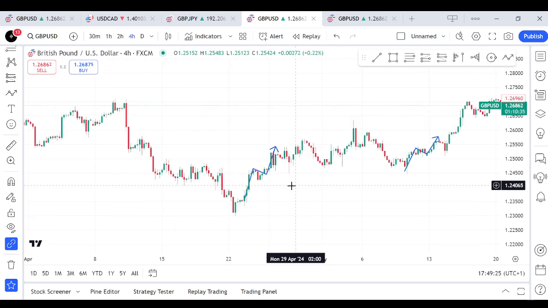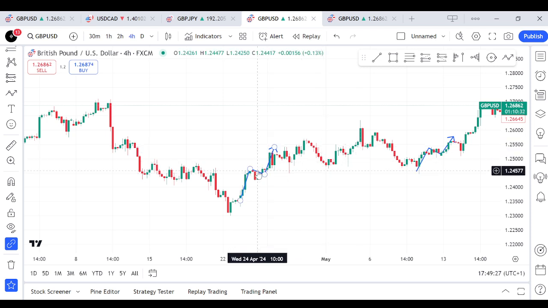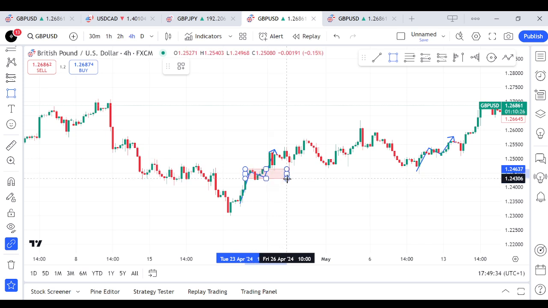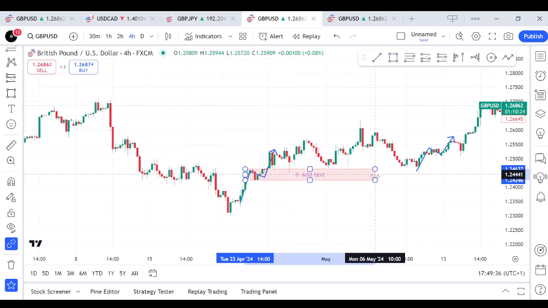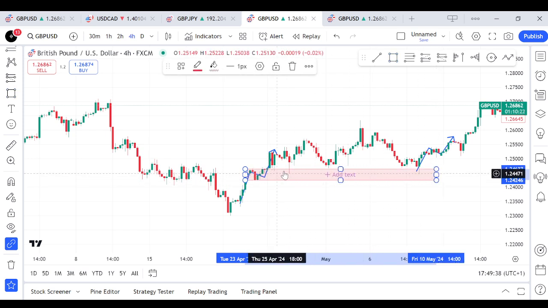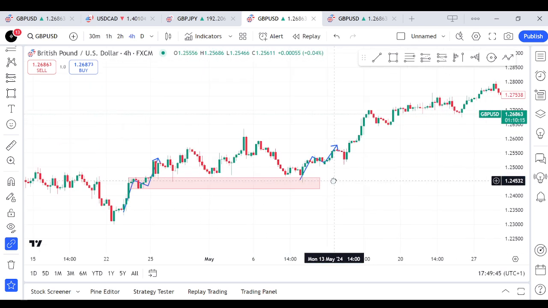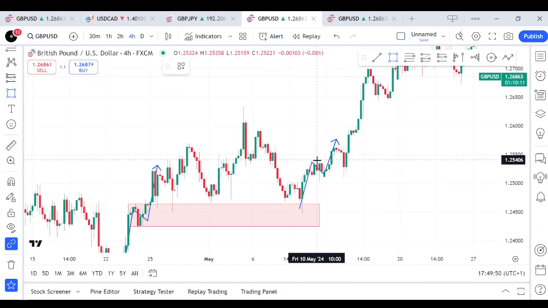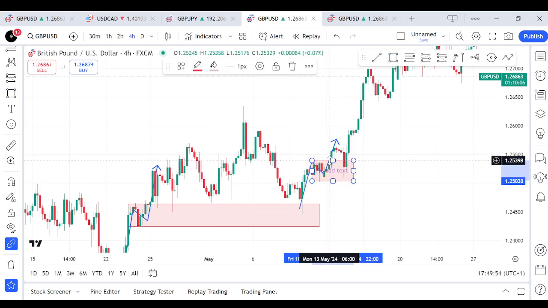This is another example. Have a rally, the base, and the rally, and if you extend your base rectangle, you can see this was a worthwhile support. It touched it about 3 times, one here, and one here. And this was another rally base rally, and this is your base, your rectangle, and you could take entries after the breakout, or you could wait for retracement.